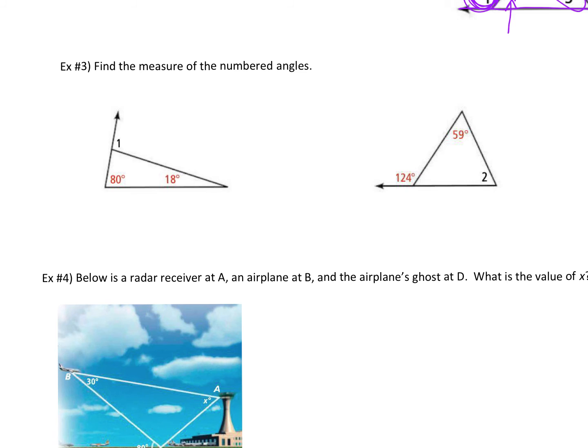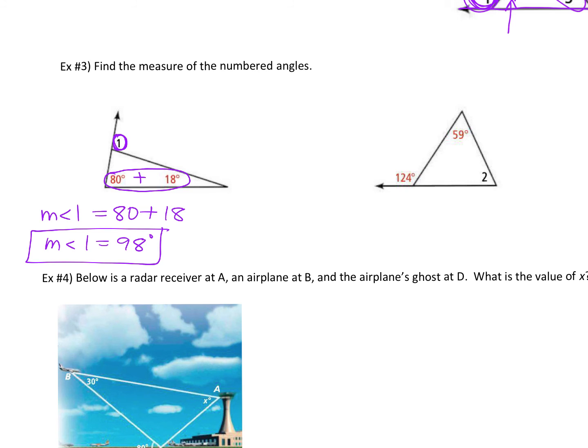Look at this first example. It says find the measure of the numbered angle. So in this case, we're looking for what is the measure of angle 1. Angle 1, is it interior or exterior? Exterior. And we just learned that the exterior angle equals the sum of the remote interiors. Well, my remote interiors are these two, right? So if I add these together, I can set it equal to angle 1. So we would say the measure of angle 1 equals 80 plus 18. So the measure of angle 1 is 98 degrees. Okay, that's using the theorem. That's quick, it's simple, there it is.